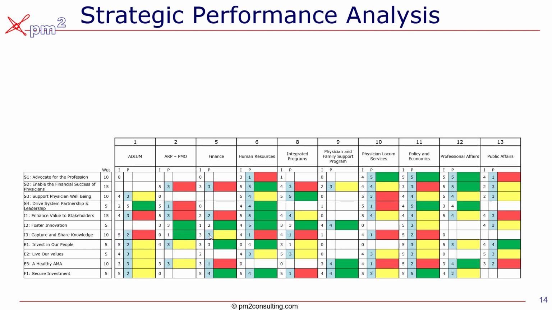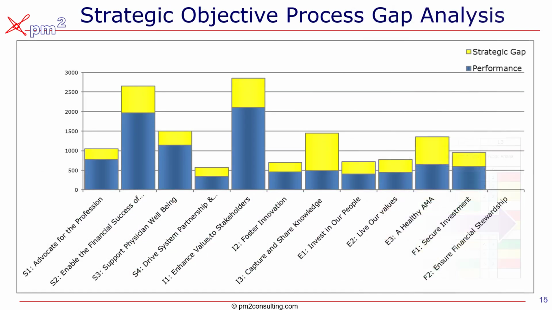Now, these are just numbers. We can actually add them up to give you this chart. What this chart looks at is it says for each of these objectives, and again, remember all these numbers are made up, enhance value to stakeholders. The height of the bar represents the amount of process support we need. The blue part represents how well we're currently performing, and the gold is the gap between current performance and what the strategy calls for. What this allows us to do is find out where the largest gaps are and make sure that we're investing in closing those gaps as much as possible.